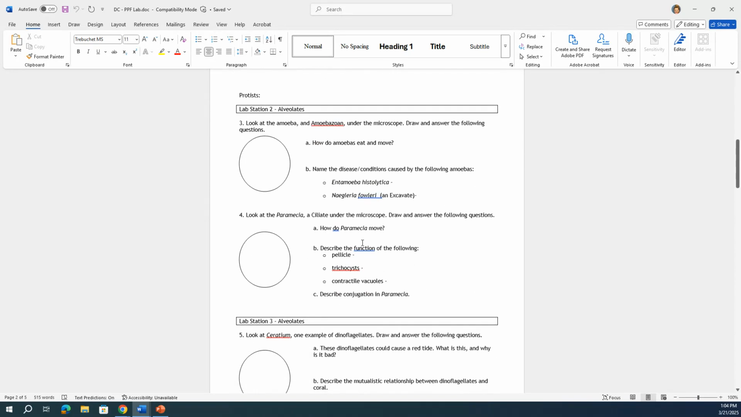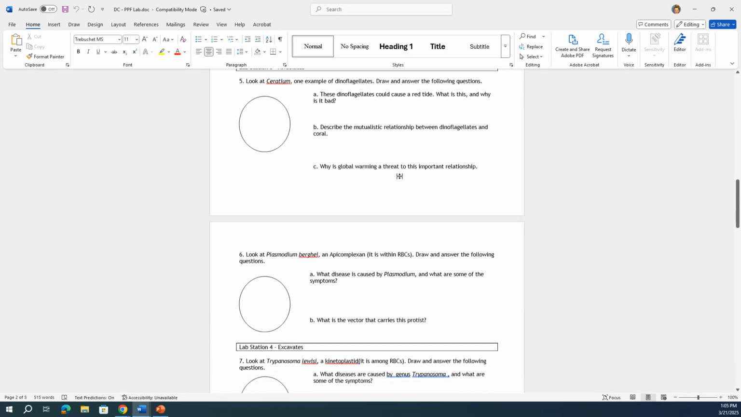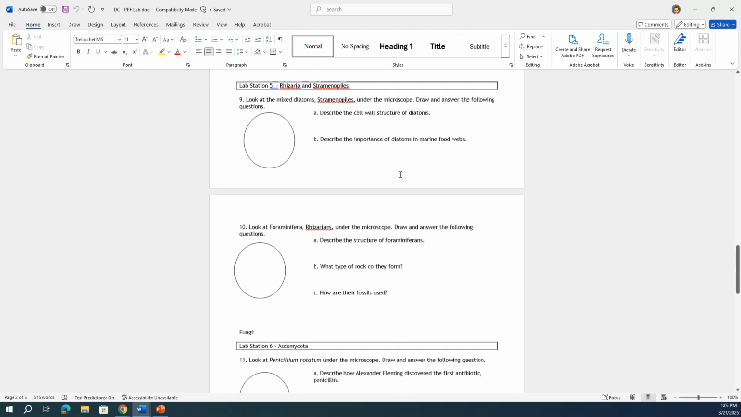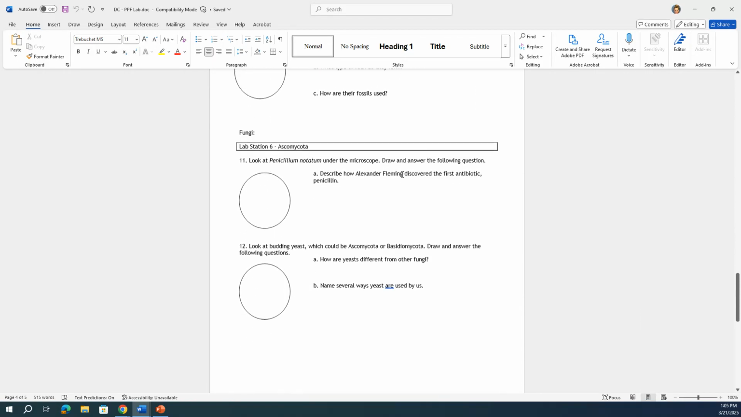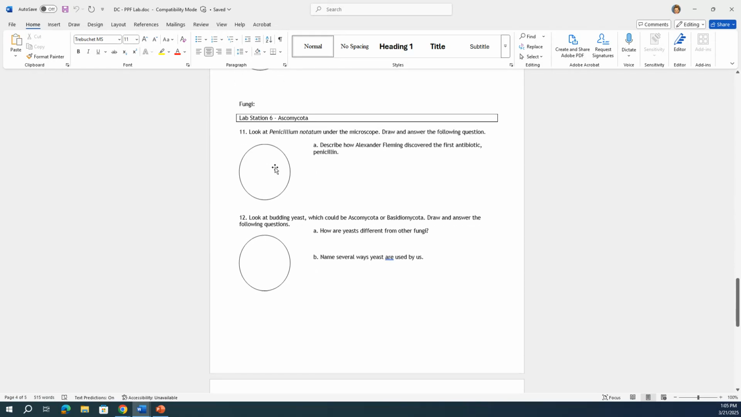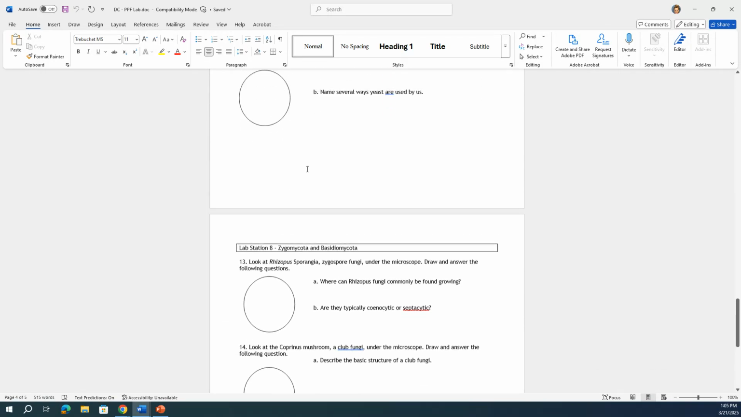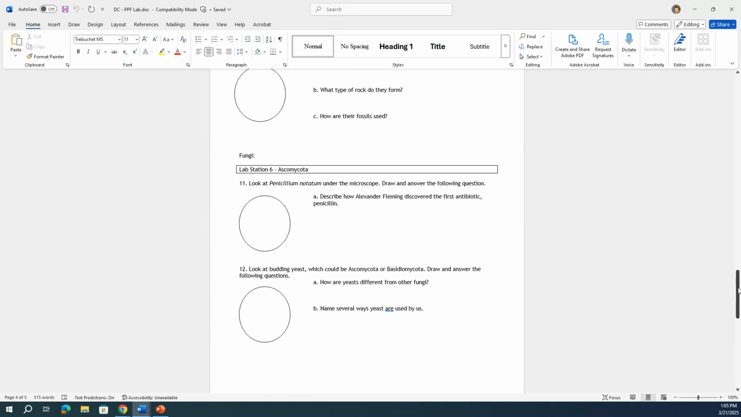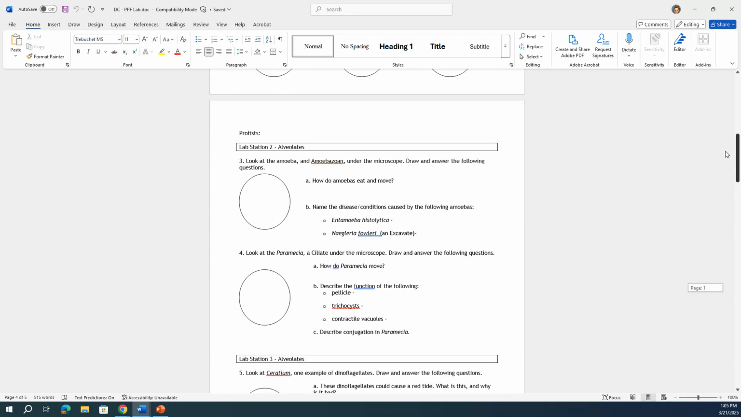So once you get your lab out, you have a section on protist, and you can see that each one has a circle, and then it has some questions. Okay, so I'm going to keep scrolling, keep scrolling, keep scrolling. Okay, and then you also have a section of fungi at the end. So what we're going to focus on today are the pictures for the protist.